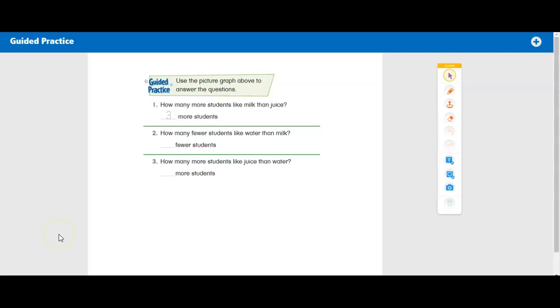Now let's complete our guided practice together, still on page 262. Our guided practice says use the picture graph above to answer the questions. So on your worksheet, you will just look at the graph on that page. On my computer screen, it just shows the question, but on your workbook page, you will see the graph at the top.